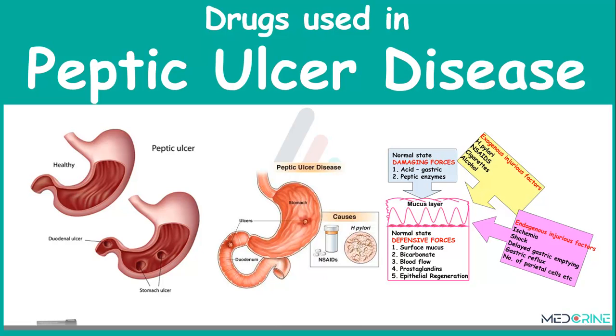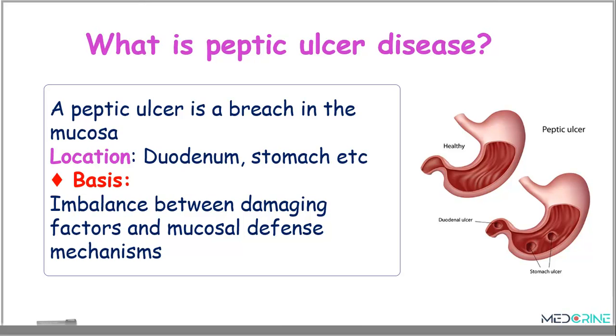Welcome. Today we are going to look at the drugs used in the management of peptic ulcer disease. A peptic ulcer is a breach in the mucosa, and this commonly occurs in the duodenum or the stomach lining. It occurs because of an imbalance between the damaging factors and mucosal defense mechanisms.